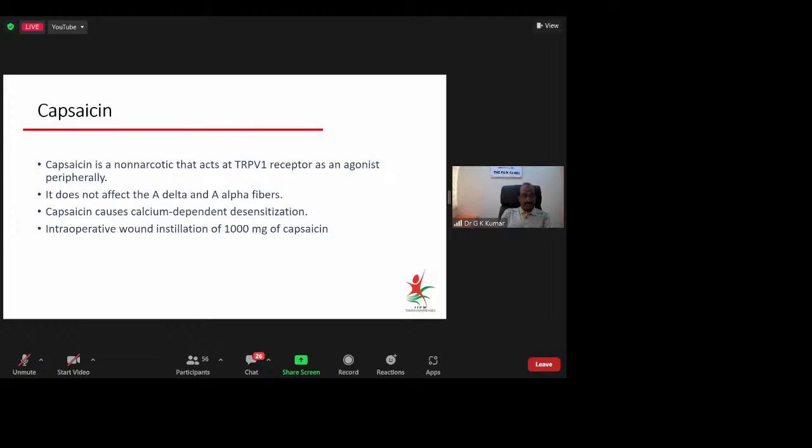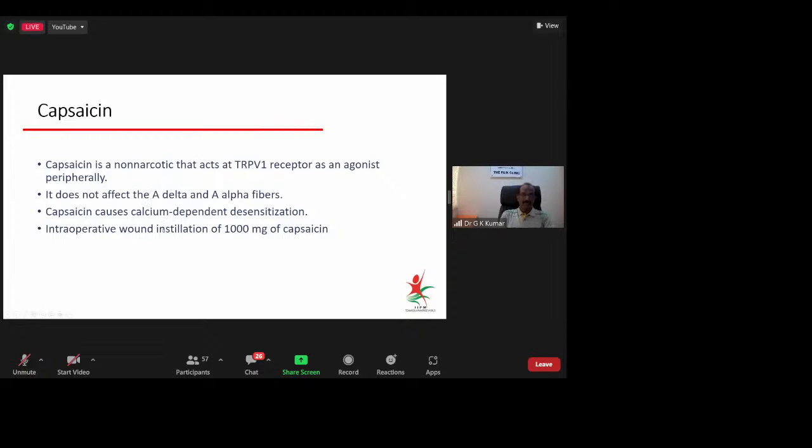Capsaicin is another drug which is going to be very useful in coming days. It is a liquid you can use as a local wound infiltration, especially. Some studies are available after hernia repair, after placing the mesh, with instillation of capsaicin, because it is non-narcotic and acts through the vanilloid receptor, a TRPV1 receptor agonist, not affecting the opioid receptors. So it is a different kind of mechanism.